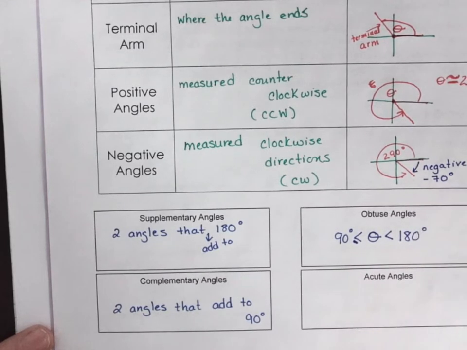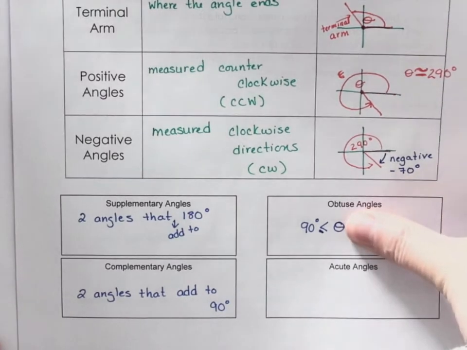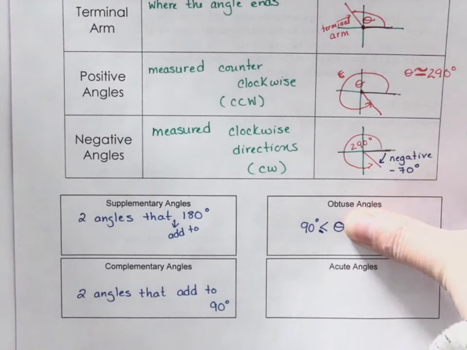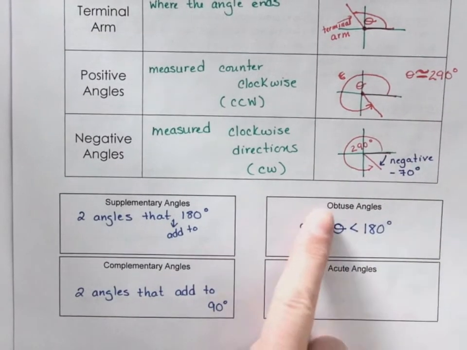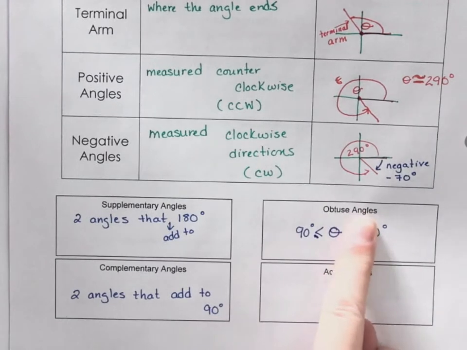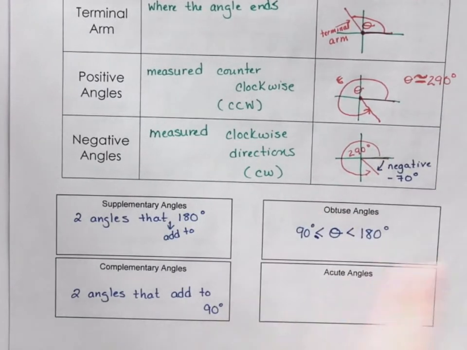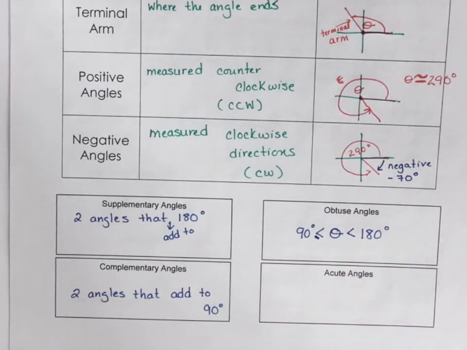How do you guys feel about that notation? We good with it? If you ever struggle with this notation, cover up one side and read what that says. Theta is less than 180, and then cover up this side: theta is greater than 90. So if you ever struggle with this, just cover up a side, read what it says, really take a moment to figure that out, and then go from there.